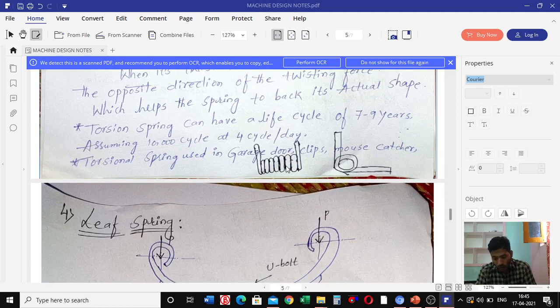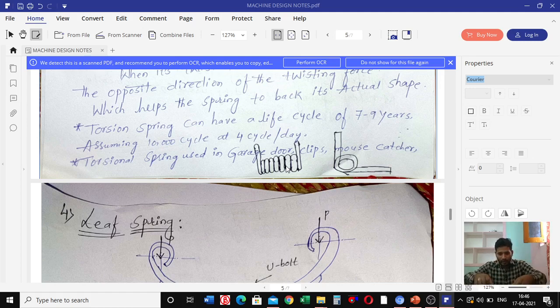This is our torsional spring. A torsional spring is one kind of closed coil spring, one type of closed coil helical spring. In this type of spring, when twisting occurs, the spring stores the energy inside it. When the twisting force is lifted, it pushes back to the actual position. If you release the load, it will occupy the same position.